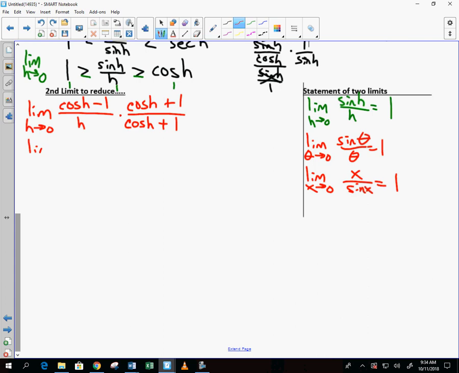Okay, so we got the limit as h goes to 0 of cosine of h minus 1 times cosine of h plus 1, over h times cosine of h plus 1, which is cosine squared of h minus 1 over h times cosine of h plus 1. Now, Chris said something that was almost genius, but he left a little bit off. He said that cosine squared minus 1 was sine squared. That's not true. It's negative sine squared. Do you remember that? Sine squared plus cosine squared is 1.